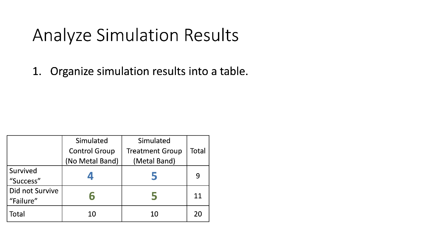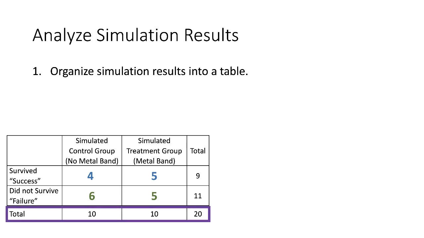Just like we did with the real data, we're going to analyze our simulation results. The first step is to organize the simulation results into a contingency table. In my scenario, in the simulated control group, I had 4 penguins that survived and 6 that did not survive. In the simulated treatment group, the group with the metal band, I had 5 penguins that survived and 5 that did not survive.